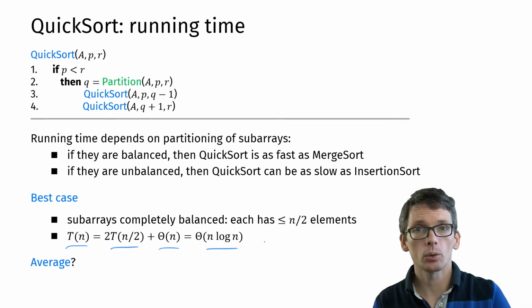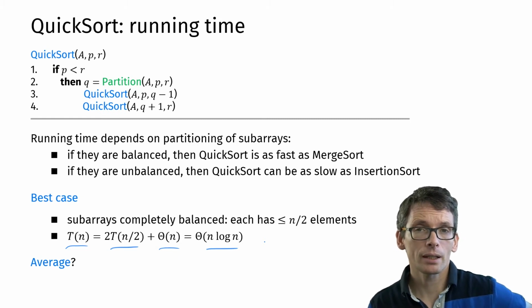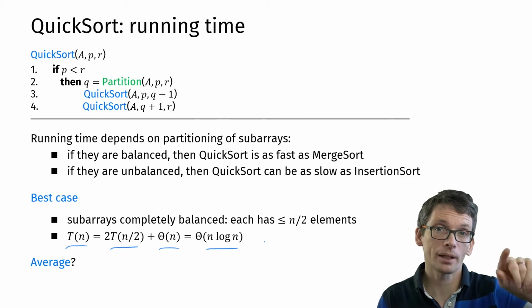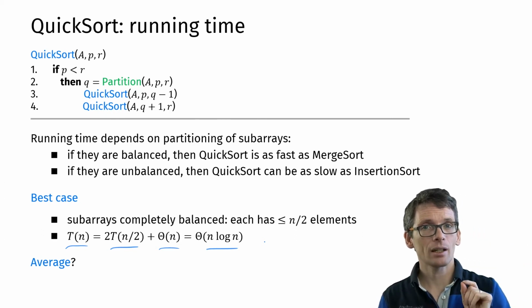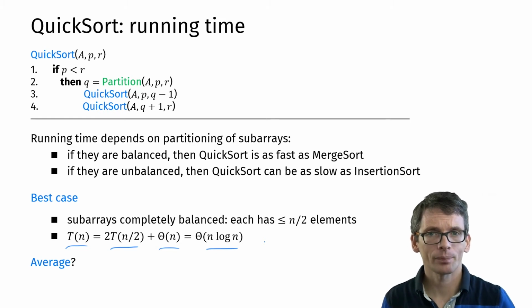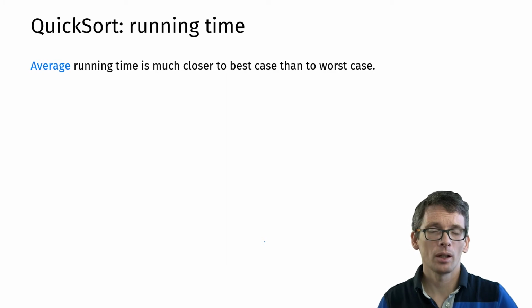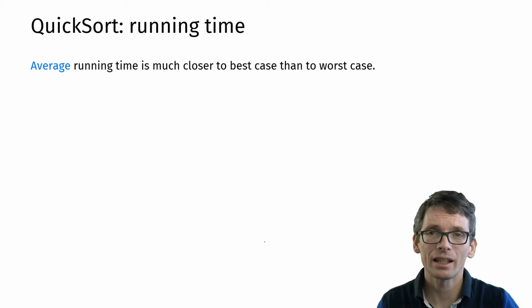And then do the partition. This means that any element in my sub-array has the same probability of being the pivot. Under that assumption, we can talk about the average case. And what we're going to see is that the average case is actually much closer to the best case than it is to the worst case. And why is that? What is the intuition behind this?